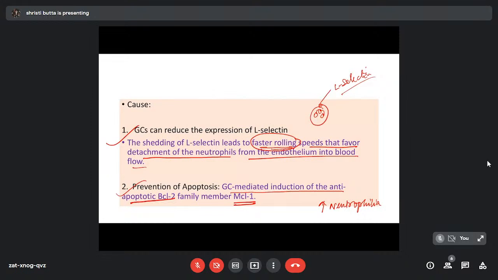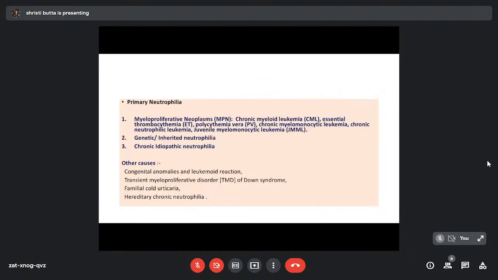Other causes like primary neutrophilia, which arises from myeloproliferative neoplasms, which is not the topic of discussion for today though, genetic and inherited neutrophilias, and chronic idiopathic neutrophilias. Other causes include congenital anomalies, transient myeloproliferative disorders, familial cold urticarias, and hereditary chronic neutrophilias.